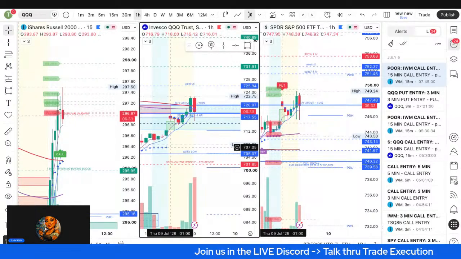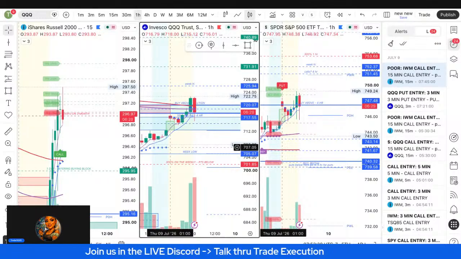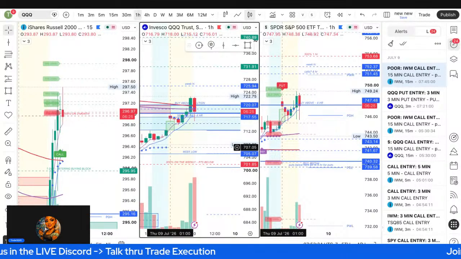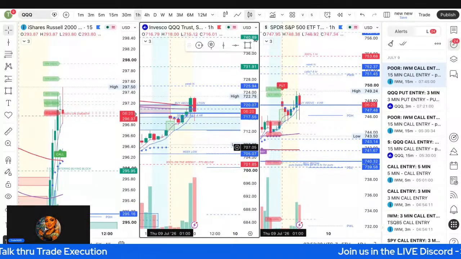I don't know why we have a little bit of stagnant energy. We're coming up at 8 o'clock. We'll expect a little bit more movement.